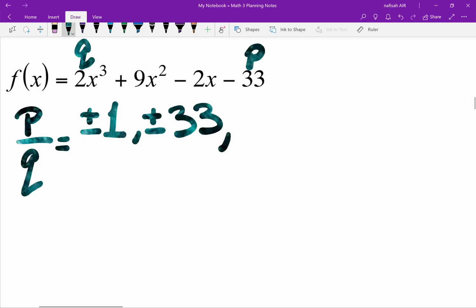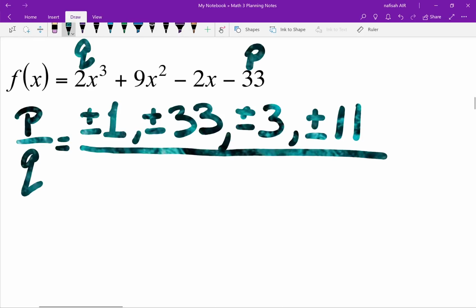I also have 3 times 11. That would also give me 33. And I'm going to divide that by all of the factors of 2. What numbers can I multiply together to get 2? That's it. Those are all of the possible factors of P divided by all of the possible factors of Q.